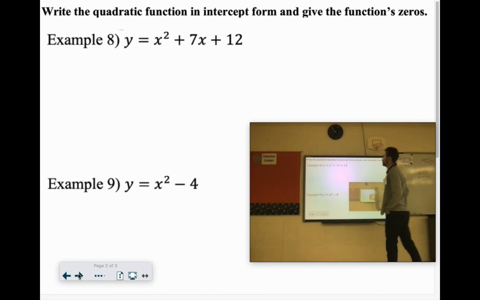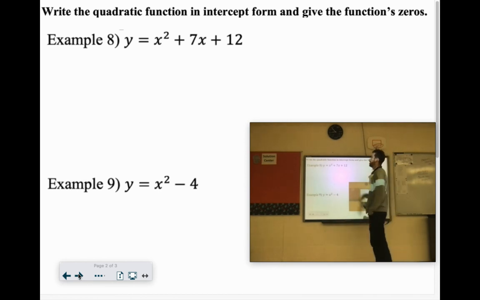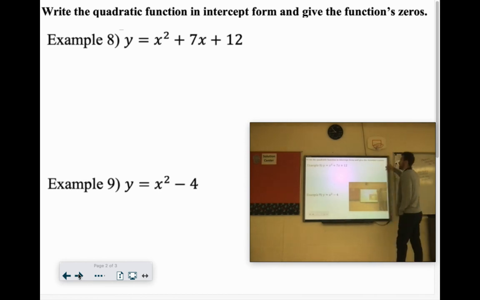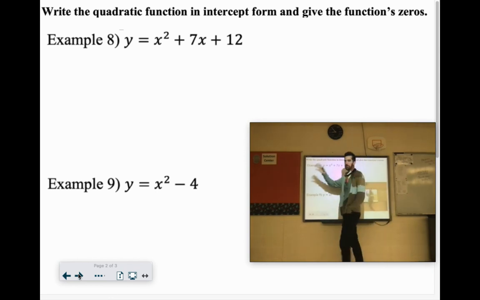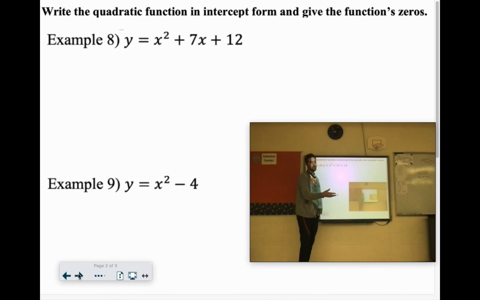I think we have 4 more. X squared. Now, write it in intercept form and give the function zeros. Sure. Same thing. So whether it says 0 equals this stuff or y equals this stuff, we're still looking for where it is crossing the x-axis.